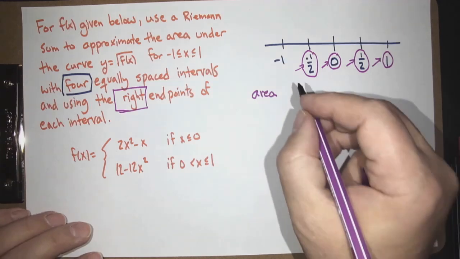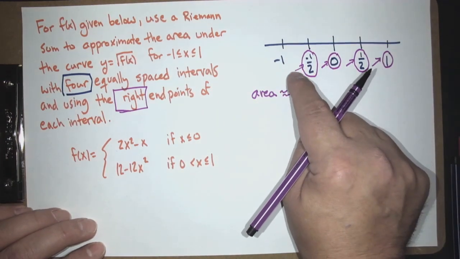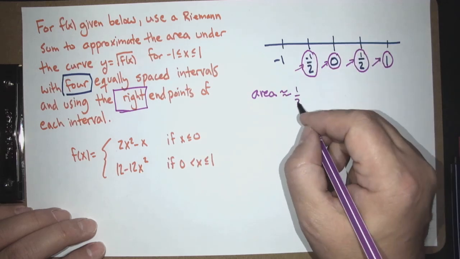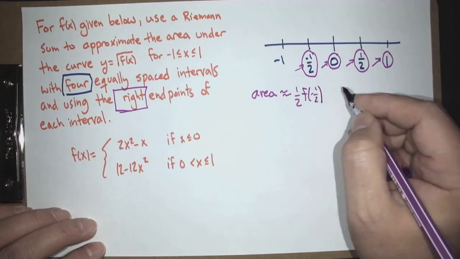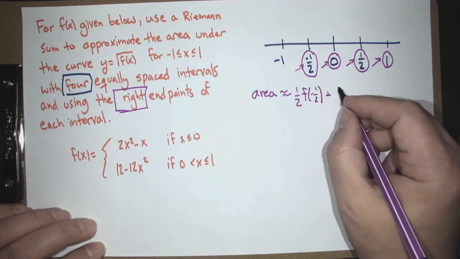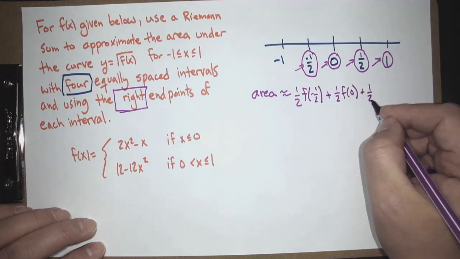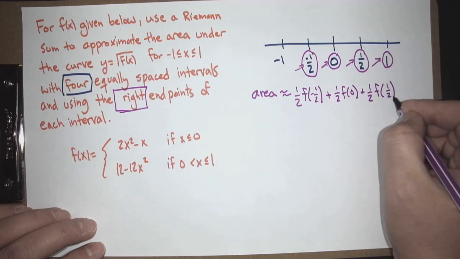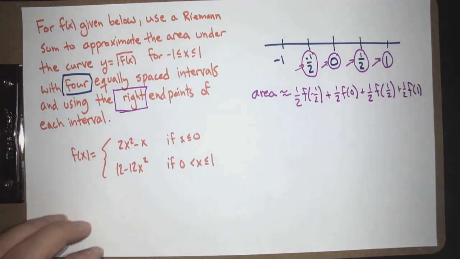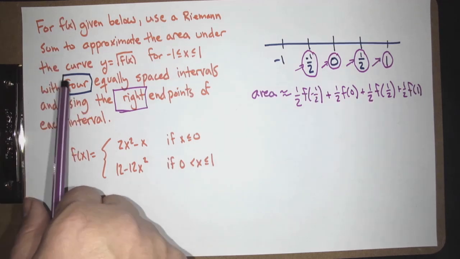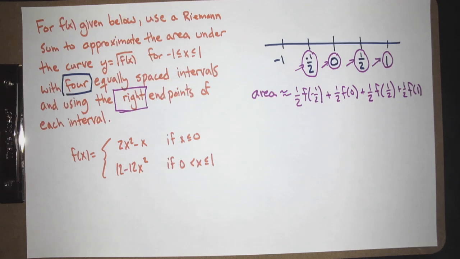The area, well, it's width times height. What's our width? 1/2. So width is 1/2, height, f of -1/2. Plus width of 1/2, f of 0. Plus width of 1/2, f of 1/2, plus 1/2, that's our width, height f of 1. So if you have 4 equally spaced intervals, you should have 4 terms. Each term corresponds to one rectangle.